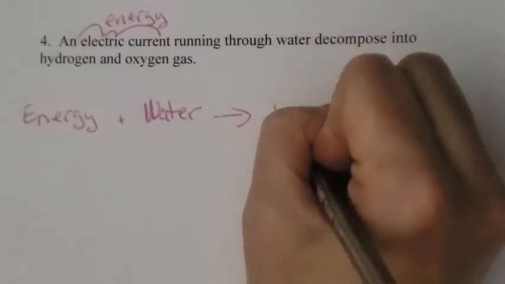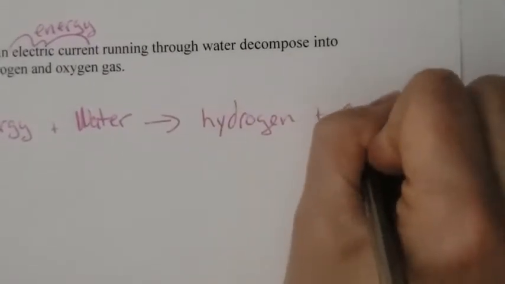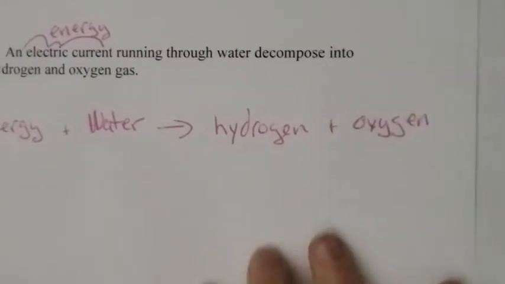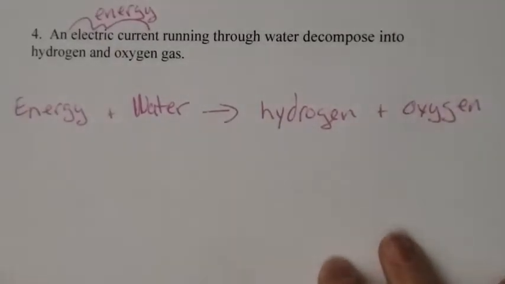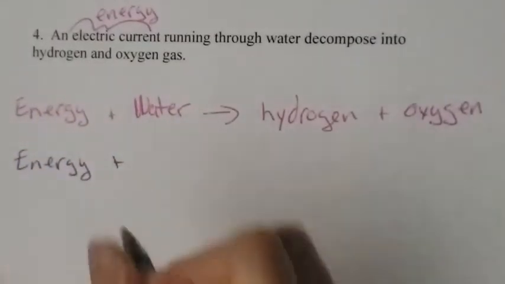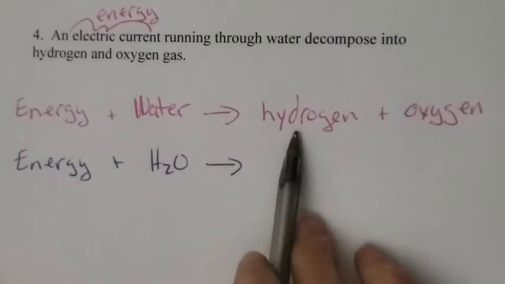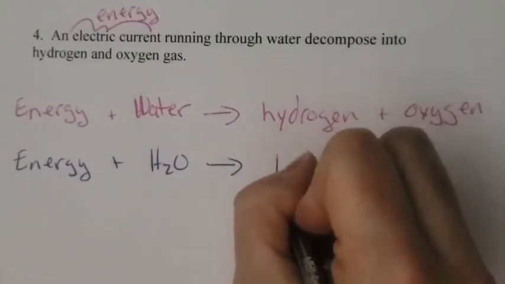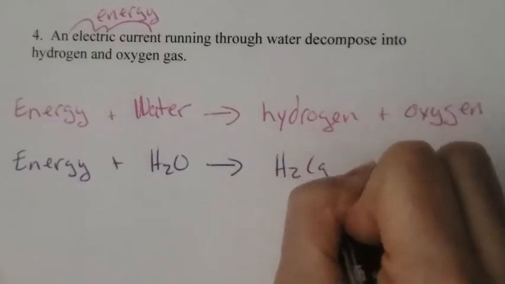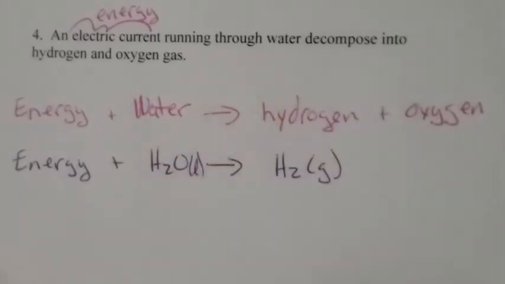So hydrogen plus oxygen. All right, so once you have your word equation, now we're going to put in the formulas. Now, there's no formula for energy, so you just rewrite it as energy. Water we know is H2O. And hydrogen gas, that's one of our diatomics. So it is H2, and it's a gas. We put a little G there. Water we know is a liquid, so we should put an L for liquid.